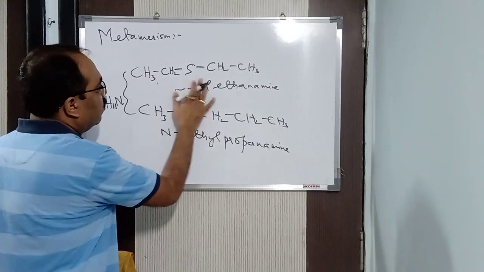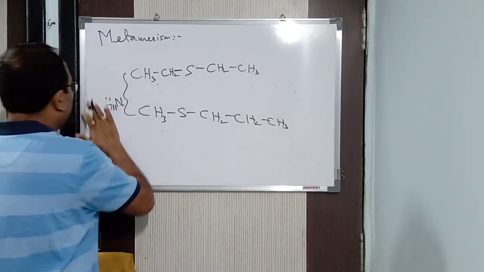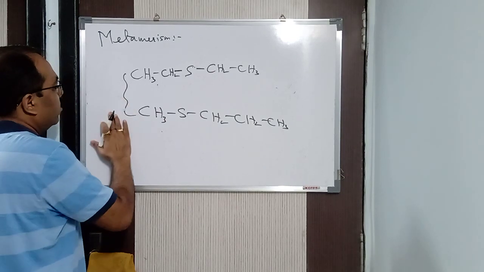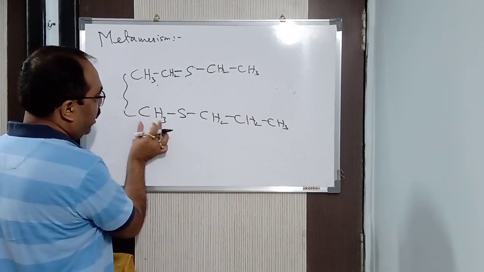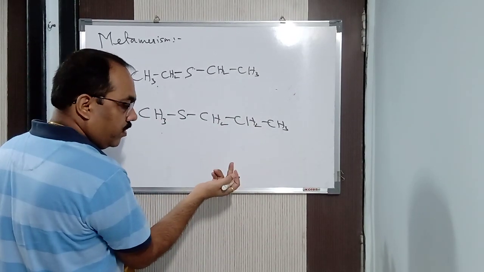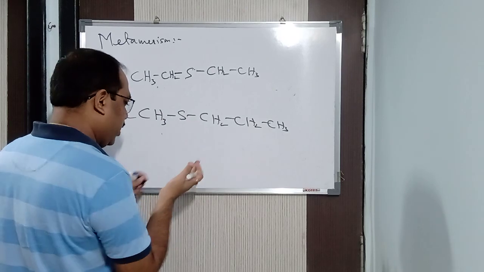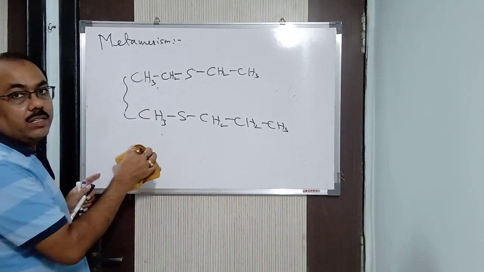Clear? Ethyl thioether, the name will be. Okay, the name will change here. Ethyl thioether, understood? And here it is diethyl thioether, and here it is methyl propyl thioether. Methyl propyl thioether, we can say that. Okay, so in this way, the naming will be done for metamerism.